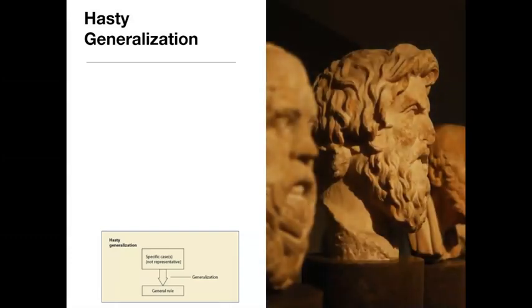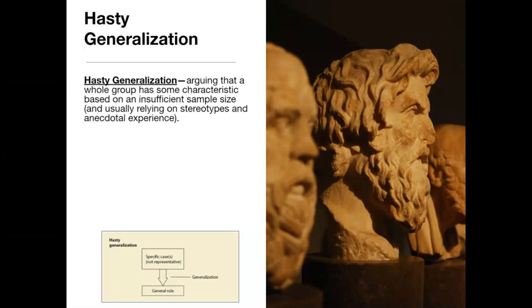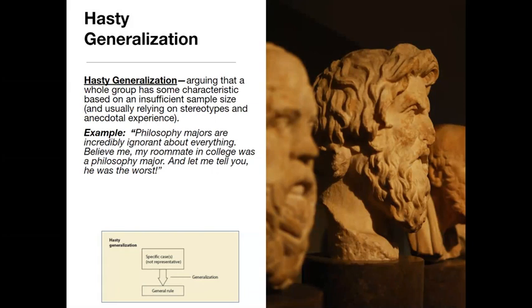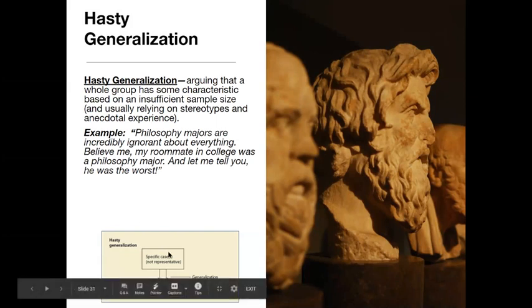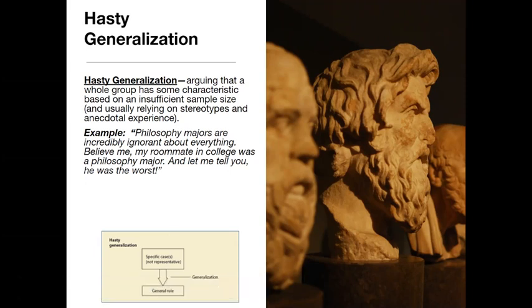Hasty generalization. We've talked about this briefly in chapter 2. This is where we argue that a whole group has some characteristic based on an insufficient sample size, usually relying on stereotypes and anecdotal experience. For example, if I said philosophy majors are incredibly ignorant about everything, believe me, my roommate in college was a philosophy major, and let me tell you, he was the worst, right? We're arguing from an insufficient, non-representative sample size to a target group with insufficient evidence. We generalize without sufficient evidence.